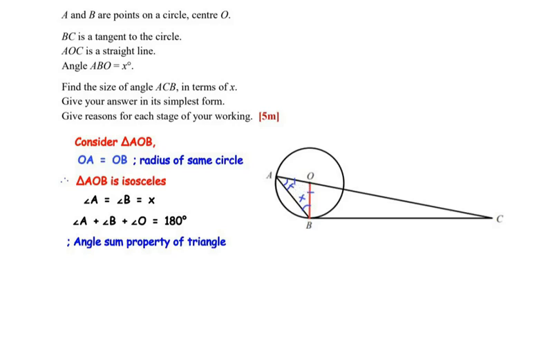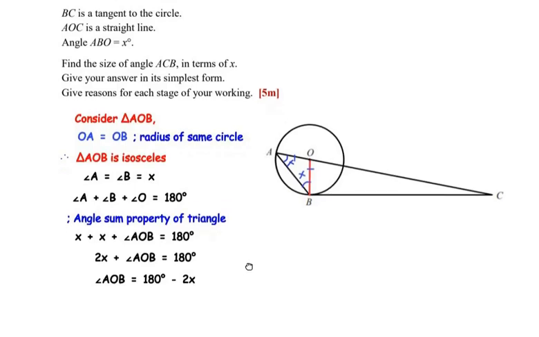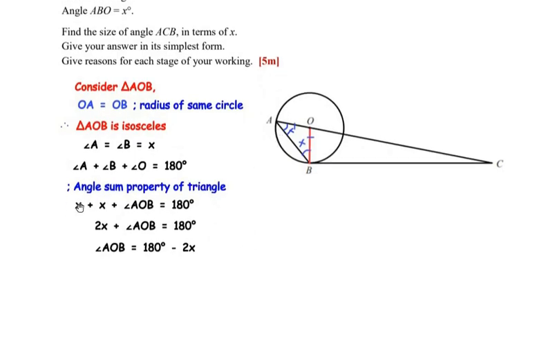Now by using angle sum property of the triangle, we have written angle A plus angle B plus angle O is equal to 180 degree. So now we have angle A as x plus angle B as x plus angle O, that is angle AOB, is equal to 180. So x plus x gives us 2x plus angle AOB is equal to 180. Now taking 2x on the other side of equal to sign, we get angle AOB as 180 minus 2x.